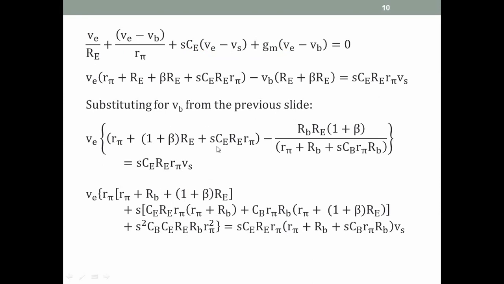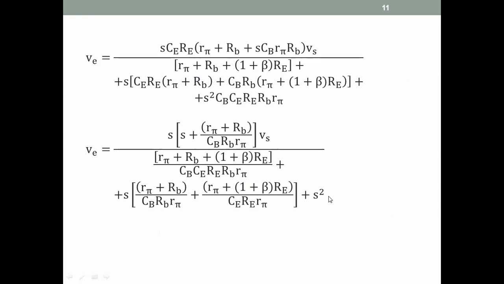And then the denominator gets multiplied by this minus that, and the denominator also goes to the other side, and so we'll get VE into some very big thing with an S squared term, and on the right hand side we'll get SCE RE R pi VS and this denominator. Okay, and then we solve VE in terms of VS.